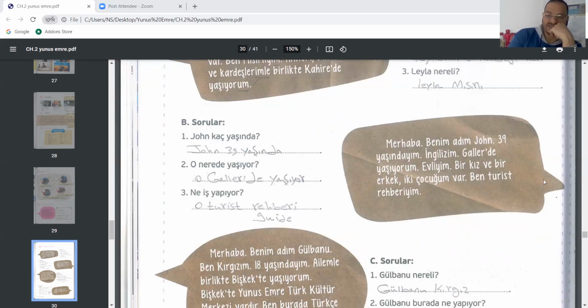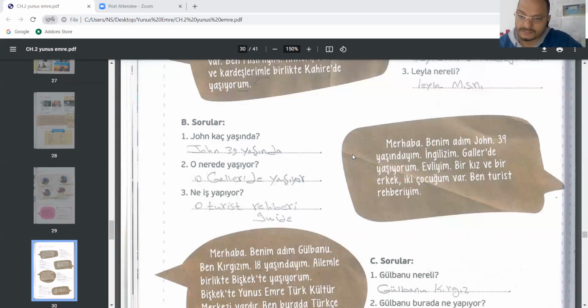Okay, but at first let's read this dialogue. Merhaba, benim adım John. 39 yaşındayım. İngilizim. British citizen. Galler'de yaşıyorum. I'm living in Wales, sorry. Evliyim. I'm married. Bir kız ve bir erkek.